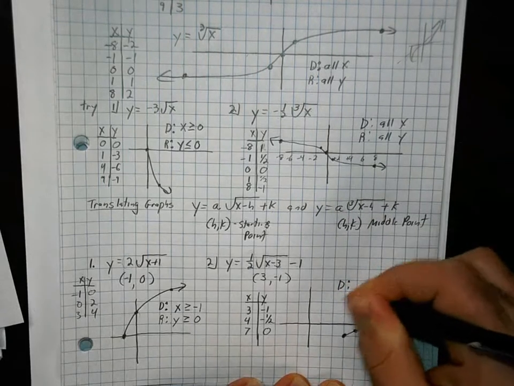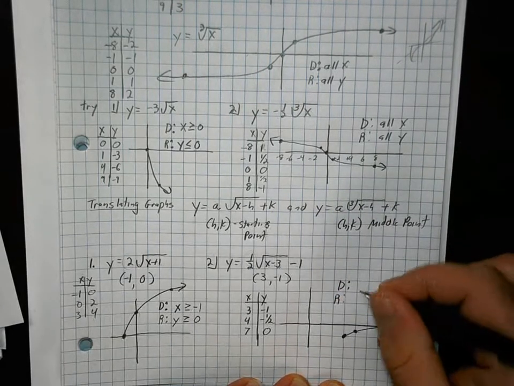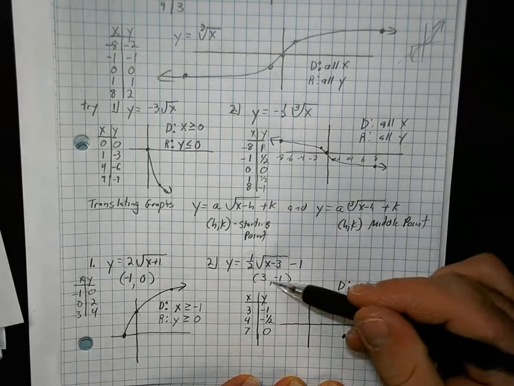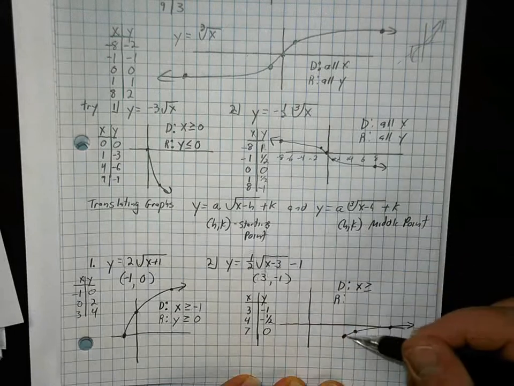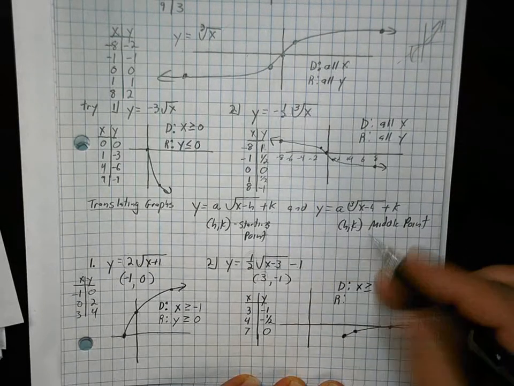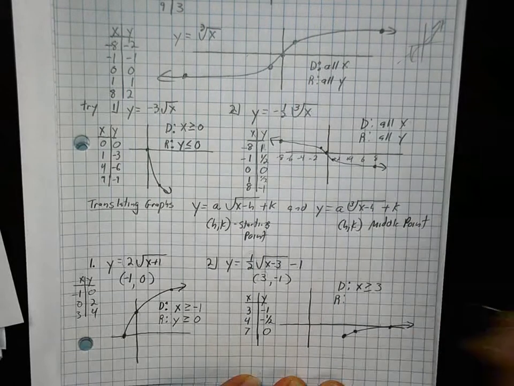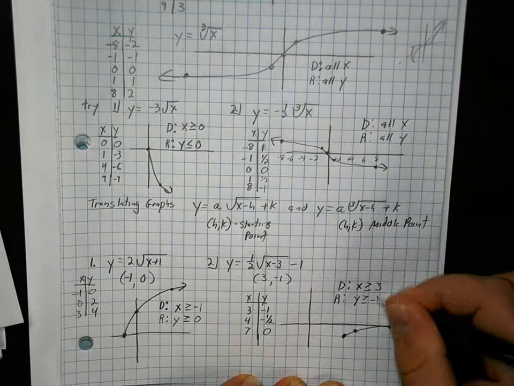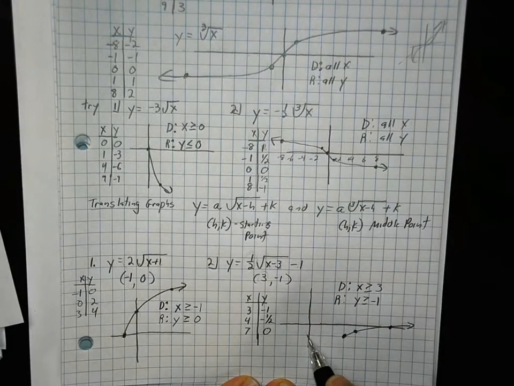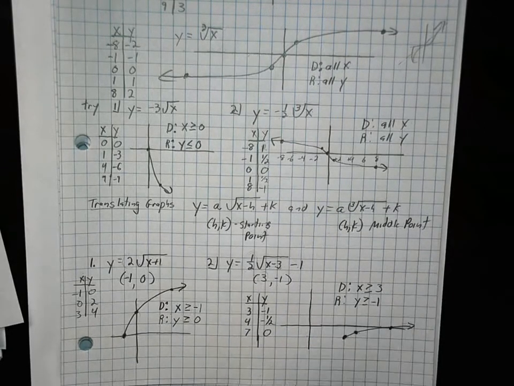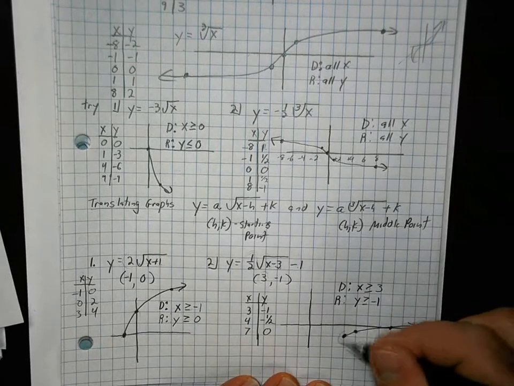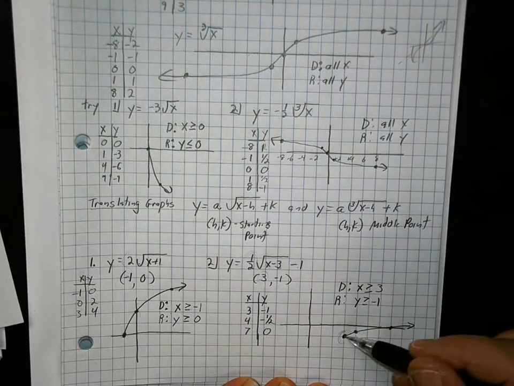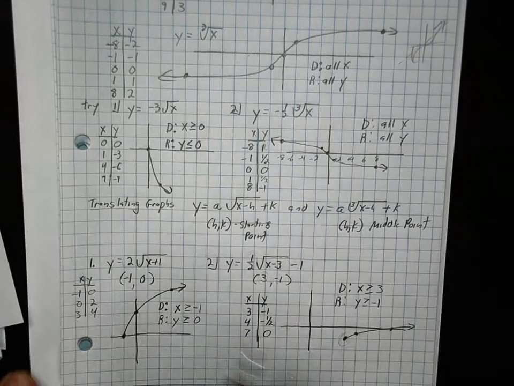Okay, what's the domain and range? Okay, so the domain is x values greater than or equal to what? Well, the smallest value I can plug in is 3. Anything less than 3 and I get negative, so it's greater than or equal to 3. And the range is y is greater than or equal to negative 1. Because negative 1 is my lowest y value, and it increases from there. So it's very important we get this starting point, because that starting point is going to identify what our domain and range is as well.